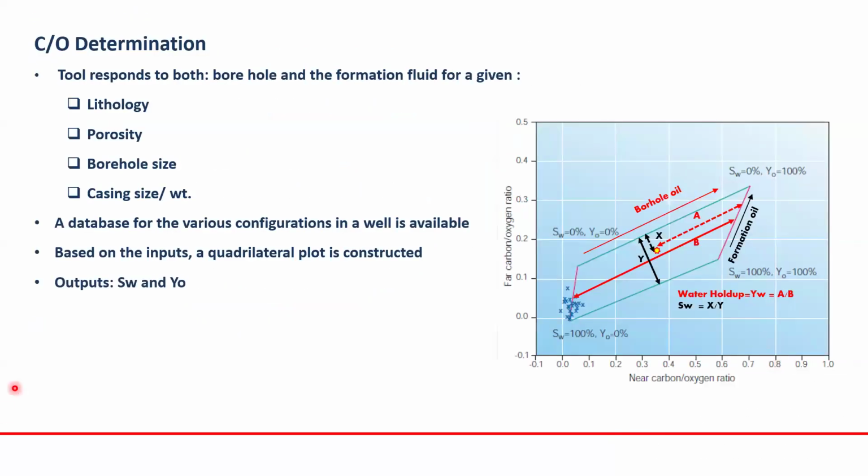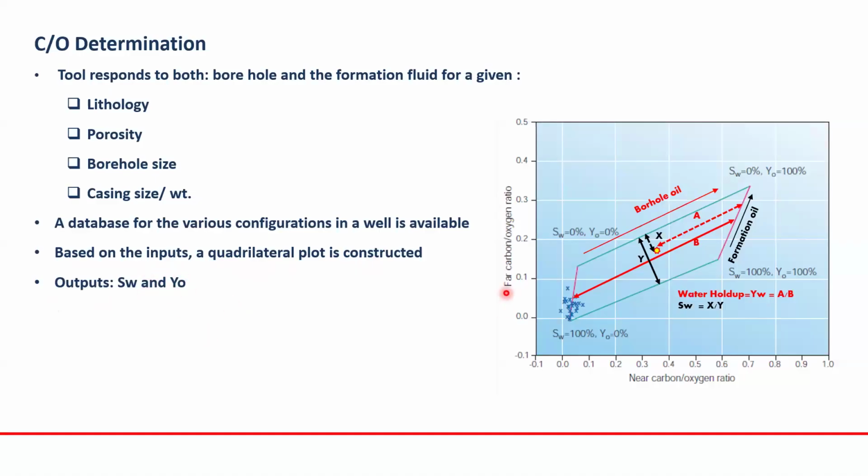So the tool is responding to both borehole and formation fluid. So it's responding to two parts, borehole and formation fluid, for a given lithology, porosity, pore size, casing size. So we have to know this before we start in carbon oxygen. A database of various configurations in the well is available. Based on this input, a quadrilateral plot is constructed. Output is SW and holdup of oil.